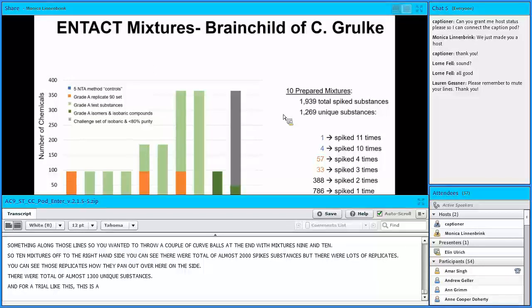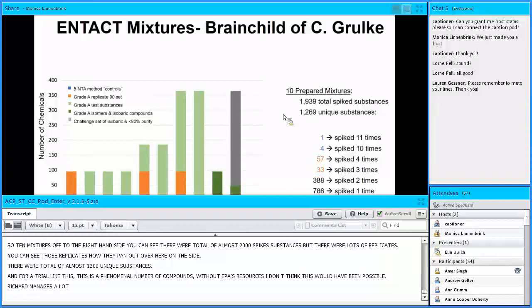And without EPA's resources, I don't think this would have been possible. And Richard is the one who manages a lot of this kind of stuff along with Kathy Kutros, and they've spent years trying to acquire these chemicals and build up this library for testing with in vitro assays.